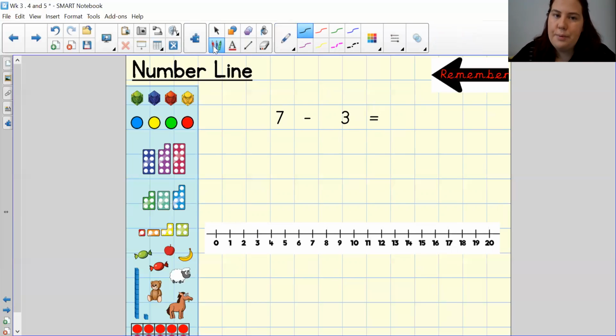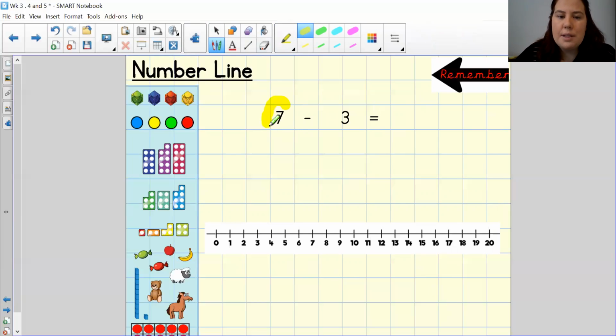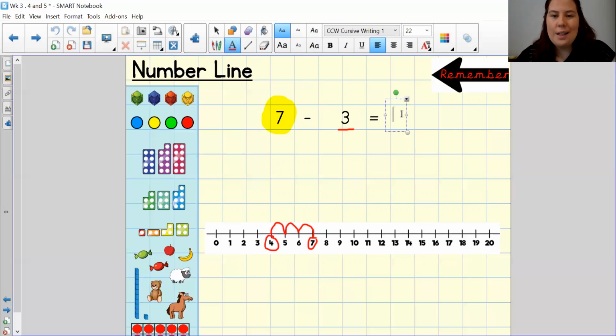So the first thing you need to do is have a look at what number you are starting on. So it's the big number at the beginning, and then you will circle it on your number line. So I'm going to circle the number 7. Next, how many jumps do we need to do backwards? Fantastic, 3. 1, 2, 3. What number did I land on? 4, fantastic, well done. And I'm going to write my answer after my equal sign.